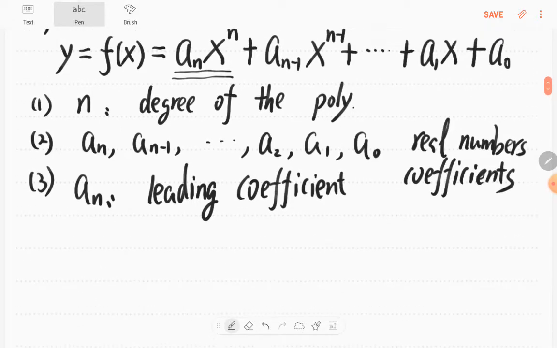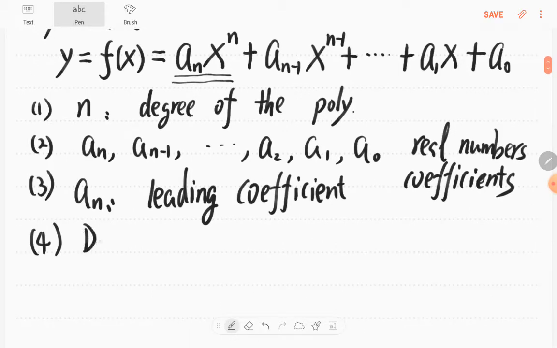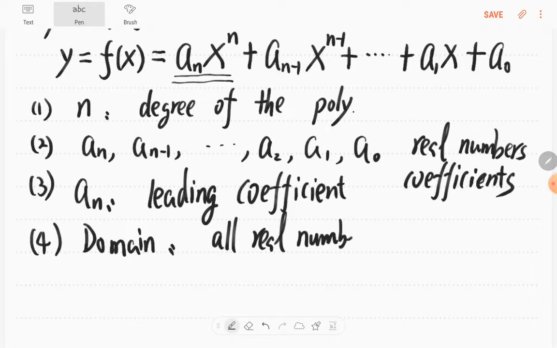And the domain for this function, the domain is the collection of all x values we can plug in. Actually, we can plug in any number you want. So the domain for a polynomial is always all real numbers, which means negative infinity to positive infinity. All real numbers. So now let's look at some special functions.